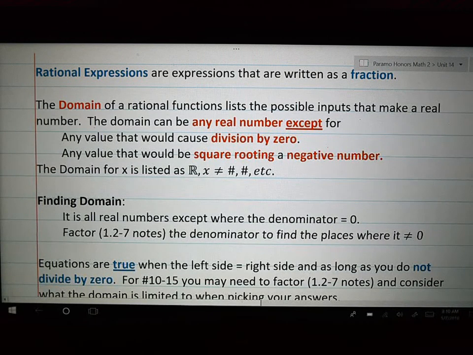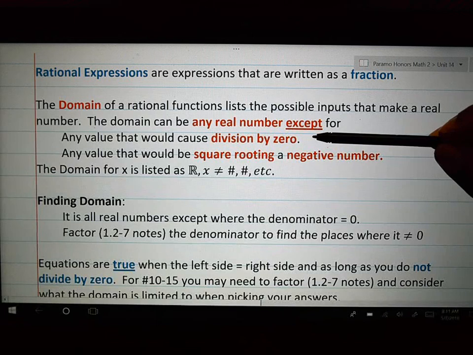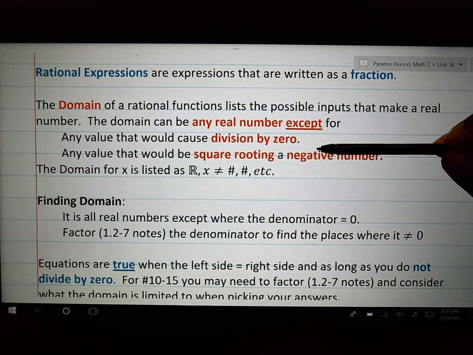Or a couple of units ago, when you were square rooting negatives and you had to deal with i. i was not a real number because you were square rooting negatives. That's one possibility. There's not going to be a lot of that in this unit, but there will be a lot of division by zero. If you divide by zero, it does not exist.